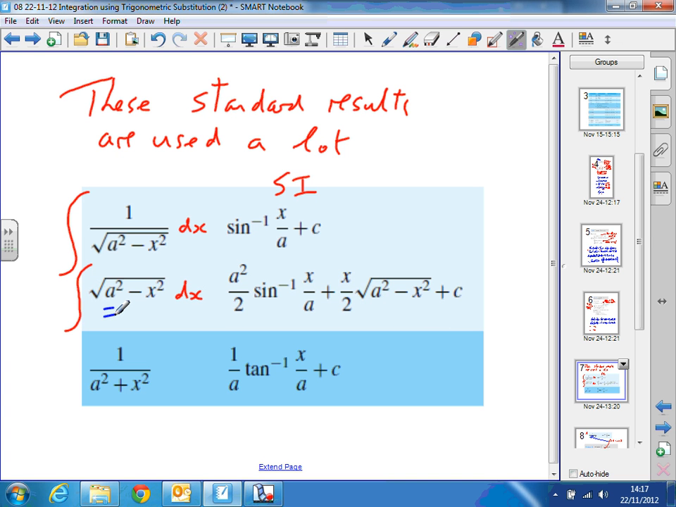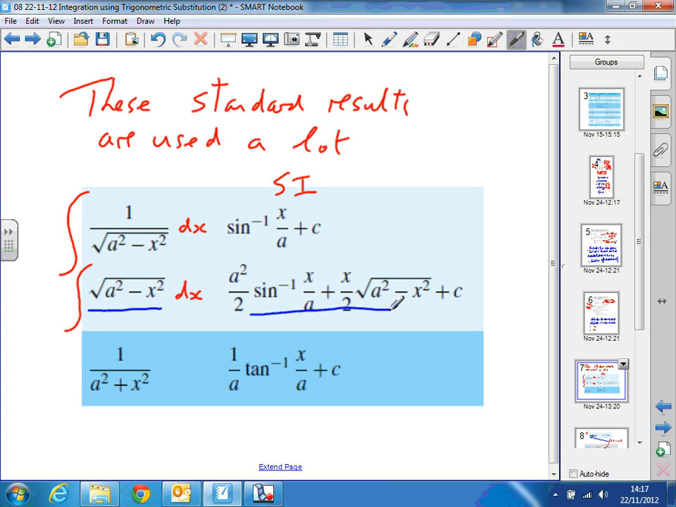So arriving at it is not straightforward. Again, if you want to look at how it's done, look in the textbook. But using it is straightforward. You've just got to use that standard result. The only problem might be getting your integral to look like that, so that you can then make this substitution.